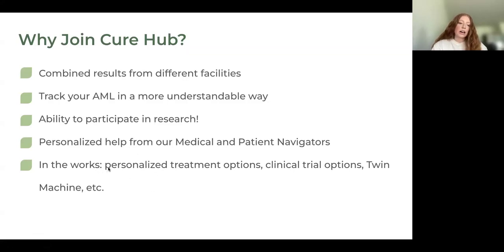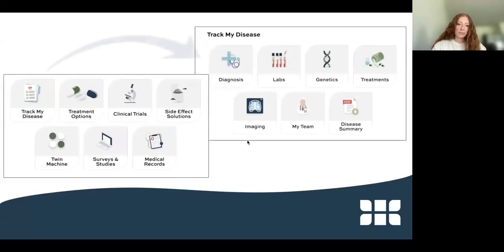And then for AML, we are working on personalized treatment options, clinical trial options, twin machines. There's a lot that we're working on. And if you have any questions about what these are, reach out to us. We can explain it later on after this event. It is working for other diseases, and we are currently working on it for AML. So here's kind of a look at what CureHub allows you to look at and do. You see you have sections for labs, genetics, treatments, your imaging results even, and your diagnosis.